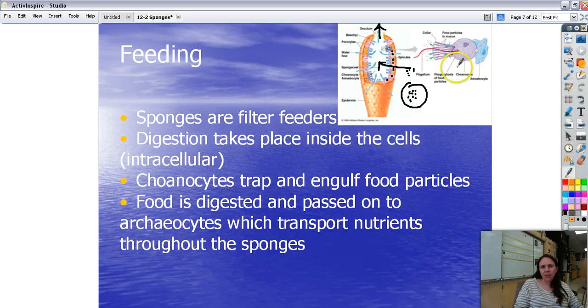The choanocytes, right here, here's a little collar part like that. They will also trap and engulf the food particles, and they'll give it to an amoebocyte, this blue guy right here. So the food comes in here, they give it to him, and then the amoebocyte will take off and go deliver it to whichever cell needs it. So he's kind of like our blood, in the fact that our blood delivers food to the rest of our body.